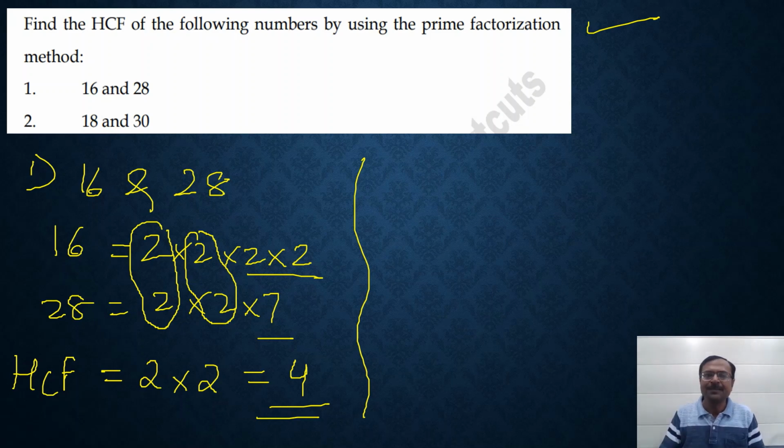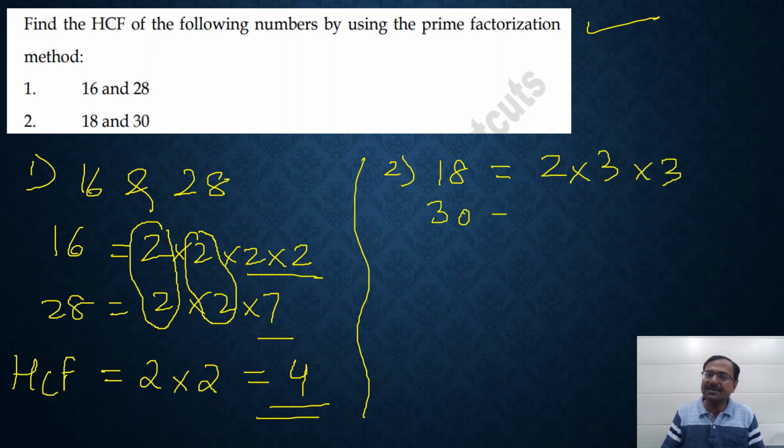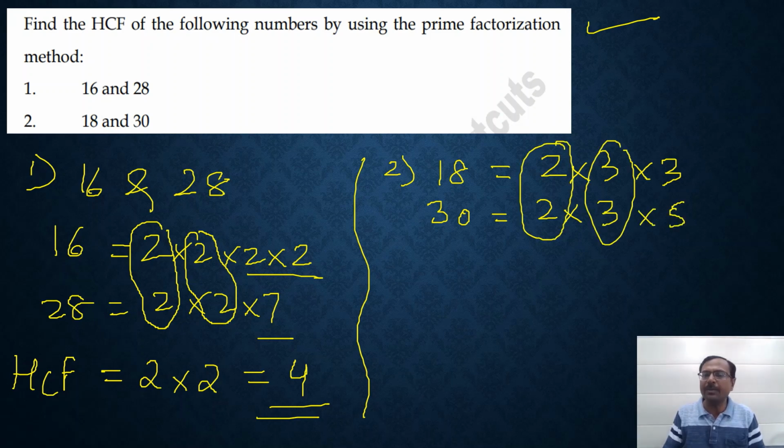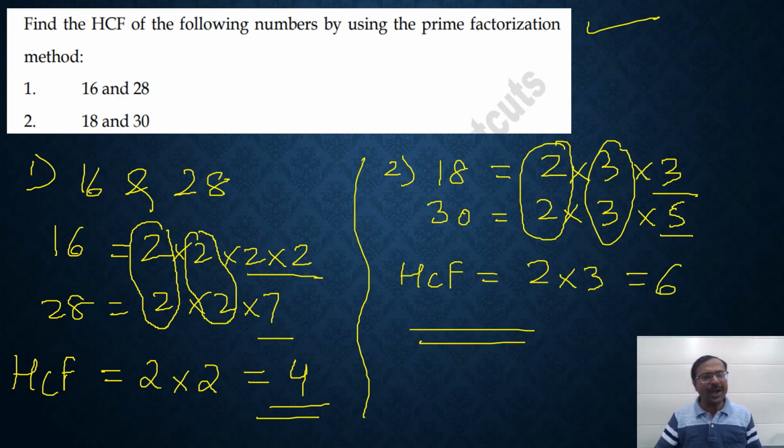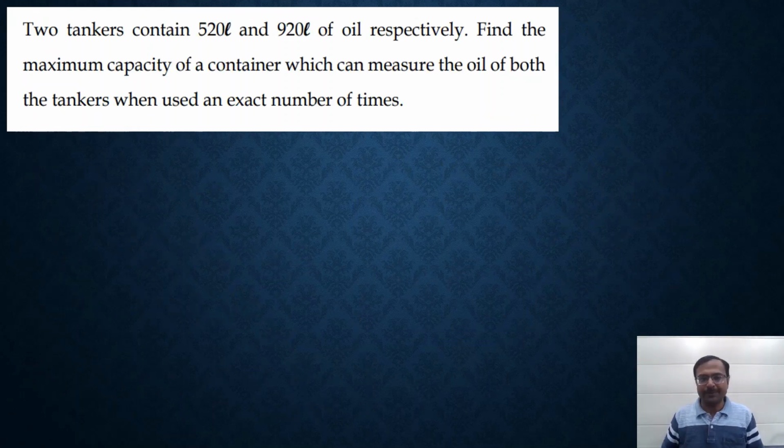That's pretty easy, right? Second, 18 and 30. 18 is 2 times 3 times 3, and 30 is 2 times 3 times 5. So what do you think is the common factor here? 2 is a common factor, 3 is a common factor, rest of it is not a common factor, and therefore the highest common factor is 2 times 3, which is 6. So having understood this method of prime factorization, which is very elementary, we can apply this to solve some statement problems. Let's see this one.